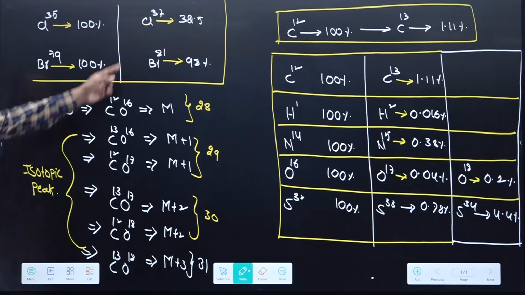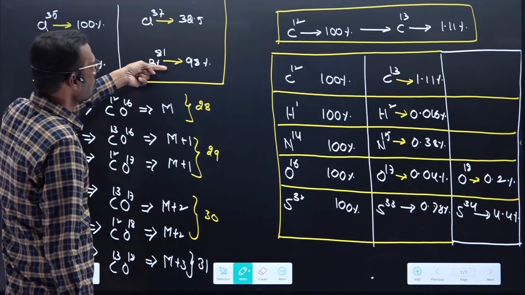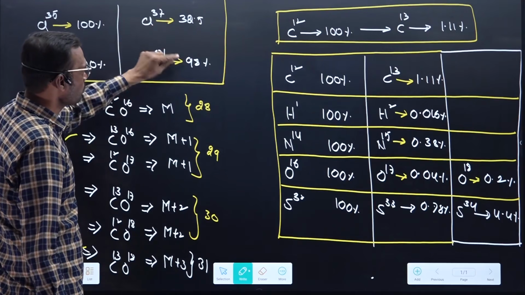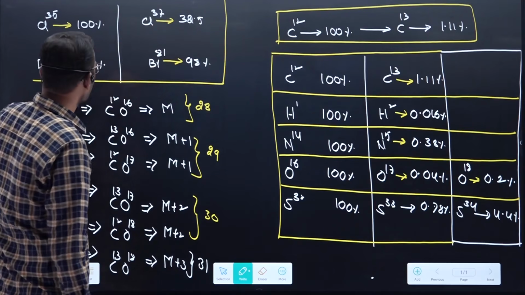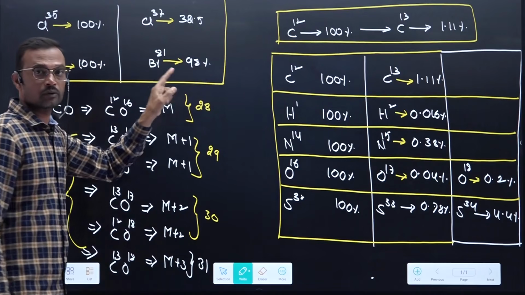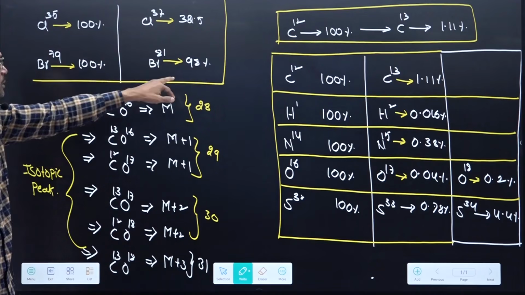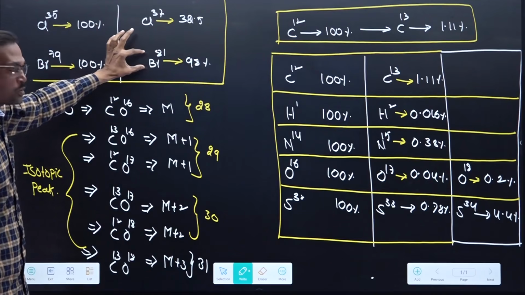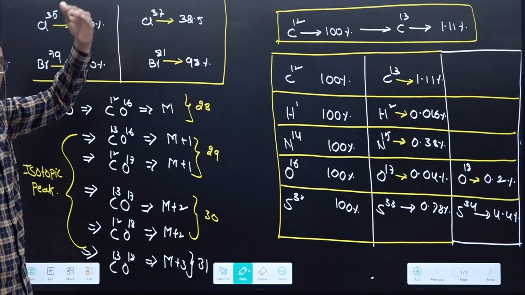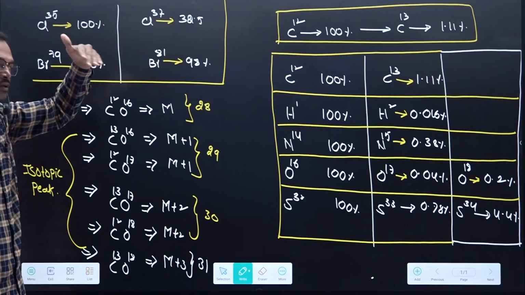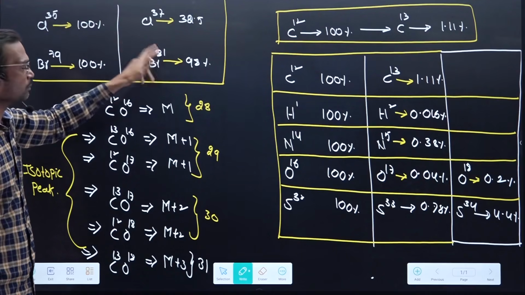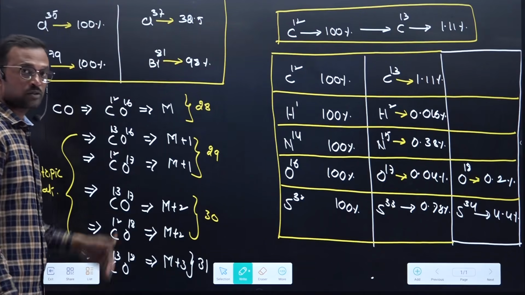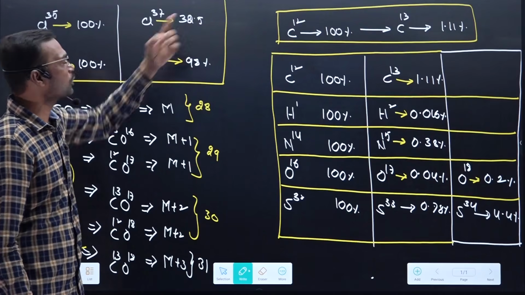So chlorine is 32.5, one by third, while bromine is almost a 1:1 ratio. For the molecular ion peak and isotopic peak, this question on bromine is very, very important. 100% and 98%, so the lighter isotope and heavier isotope have almost the same intensity. That's why, when the molecular ion peak and isotopic peak are almost the same, the molecule consists of at least one bromine. Suppose it is one by third, then only one chlorine, 32.5.